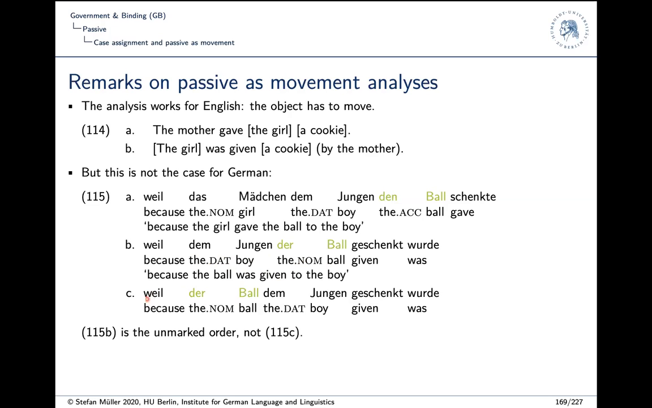So if you want to derive this order and passive does this, then you would have to say, okay, because of passive, der Ball moves to the front, and then dem Jungen has to be ordered in front of that. So that would be a very complex analysis that does not correspond to the unmarked nature of this example here.